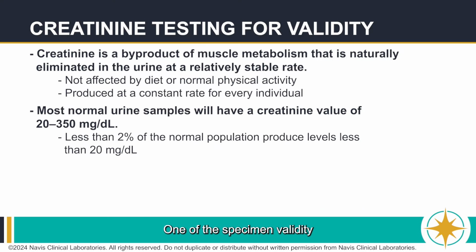One of the specimen validity markers performed in the laboratory is a creatinine test. Creatinine is a byproduct of muscle metabolism, and this chemical is naturally eliminated in the urine at a relatively stable rate. Most urine samples will have a creatinine value somewhere between 20 and 350 milligrams per deciliter.